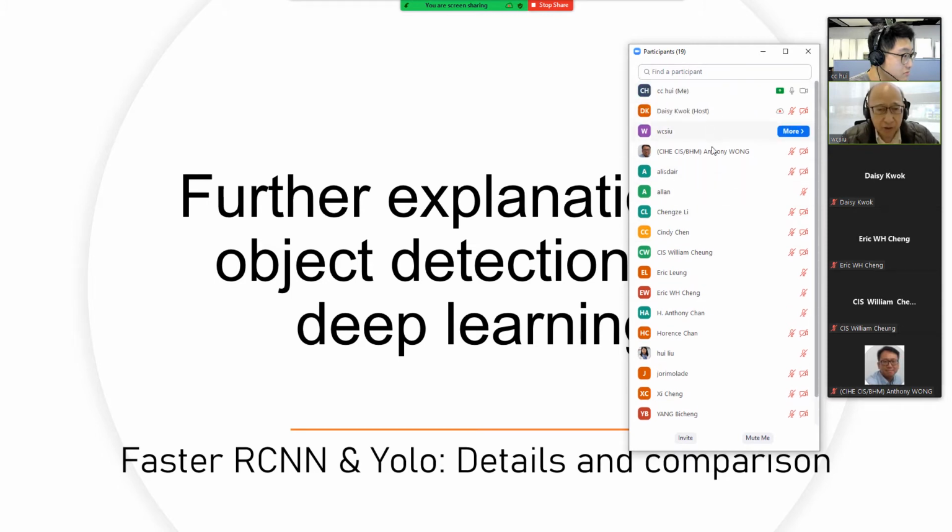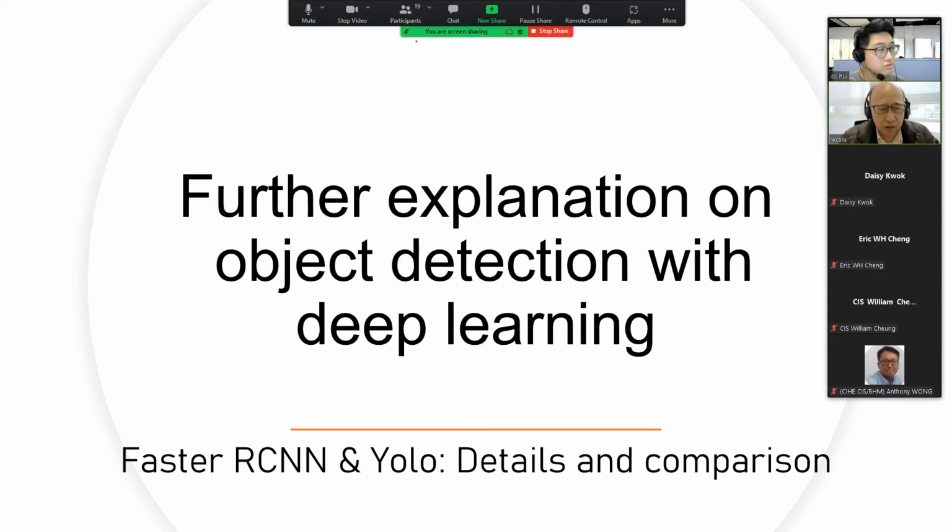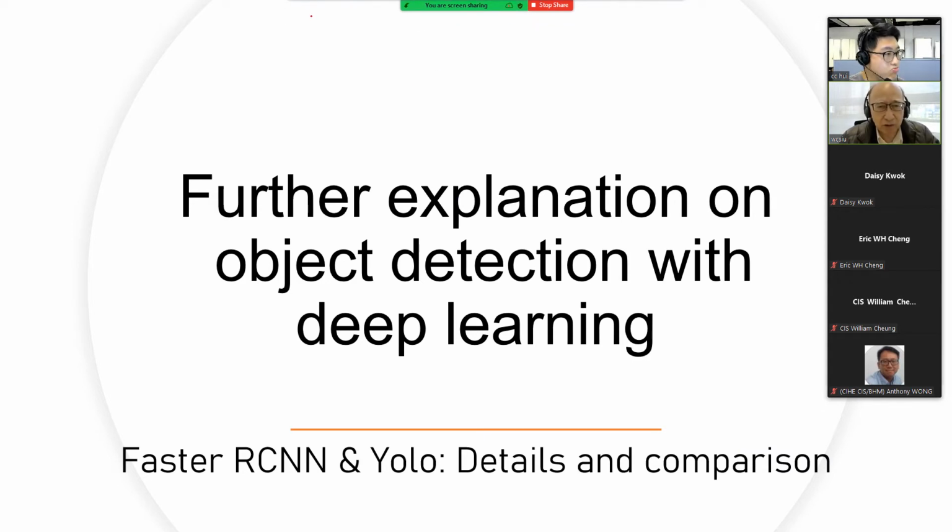Before I ask Ryan to make his presentation, I elaborate slightly on why we choose further explanation on object detection. The reason is that RCNN and YOLO are actually very important concepts in object recognition, but we did talk about that before, and therefore his presentation title is on further explanation.